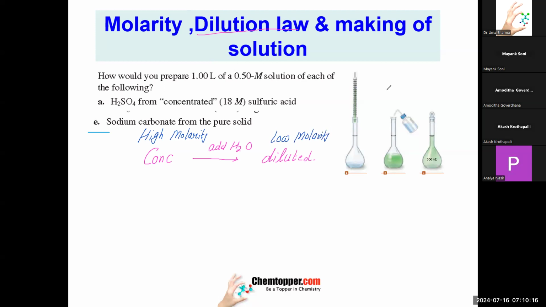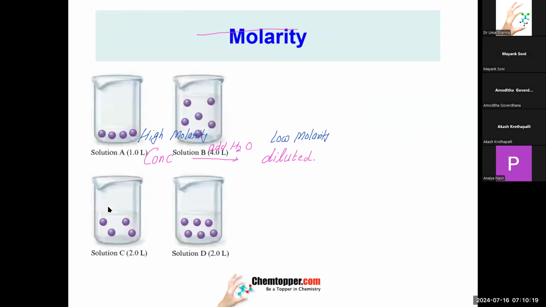Let's see this picture again. This one. C, B and D. How many moles are here? 6 in 4. How many moles are here? 6 in 2. If I want to dilute this solution up to here, what should I do? You double the volume. Yes, you add 2 liters of water. So when I'm adding water, is this 6 changing? Are the moles changing? No.